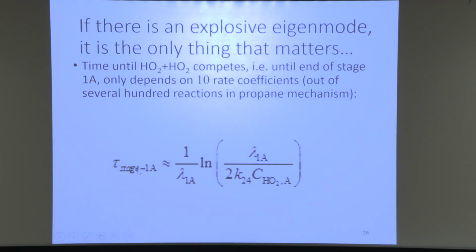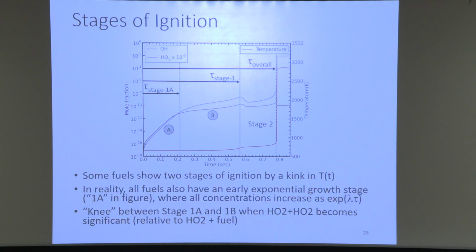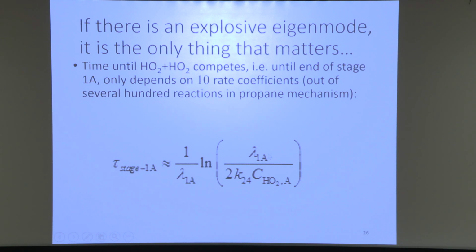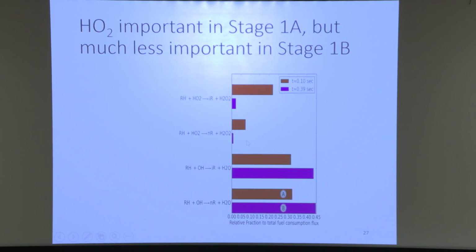Anyway, in stage 1A, this first part, you can just calculate what the eigenvalue is, and it depends on 10 rate coefficients, but we actually have the algebraic expressions. You can do the pseudo first order analysis and say, oh, there are these 10 rate coefficients that come in, and they're the only things that matter for the time constant of that rise.